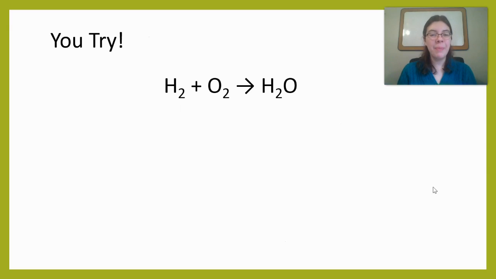Okay, so now I have an example I want you to go ahead and try. So pause the video, do the atom inventory, and then figure out, is this balanced or is it not balanced? And then come back and we'll talk through this example.